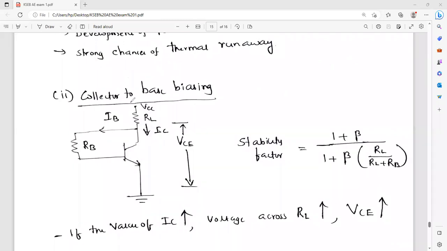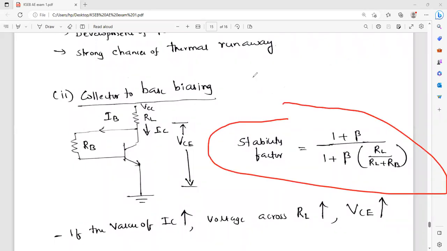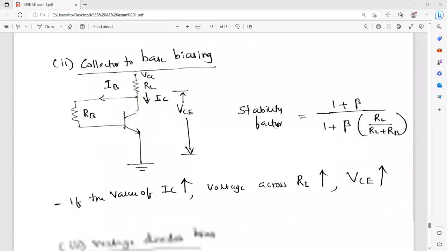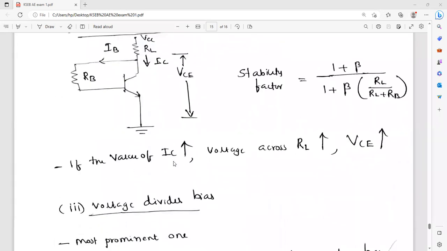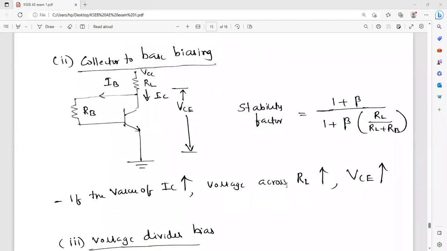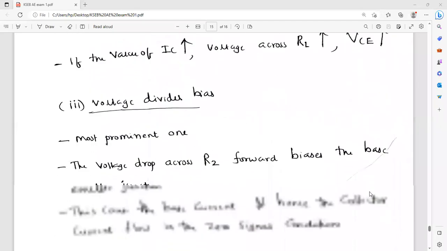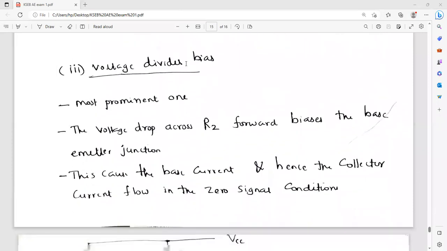When it comes to collector to base biasing, this is the equation for the stability factor. As the value of collector current increases, the voltage across the load will be increased. Ultimately, the collector to emitter voltage will be getting decreased. The third type of biasing is known as voltage divider bias. It uses the potential divider rule. It is the most convenient one and a prominent one.